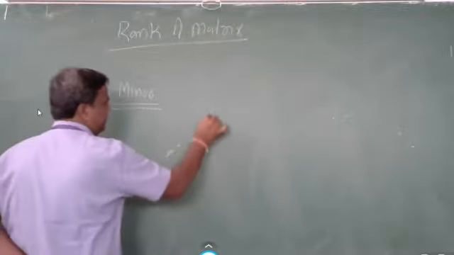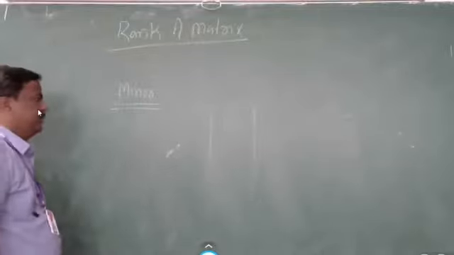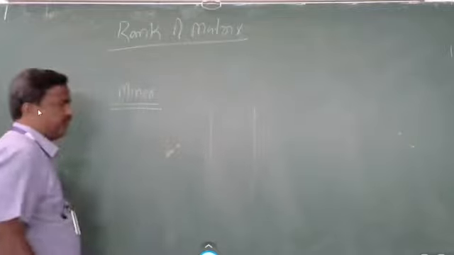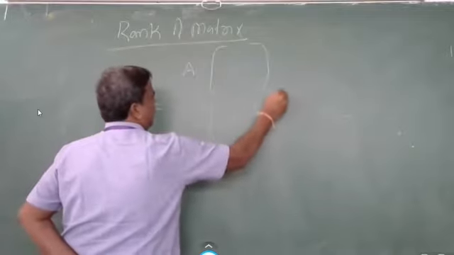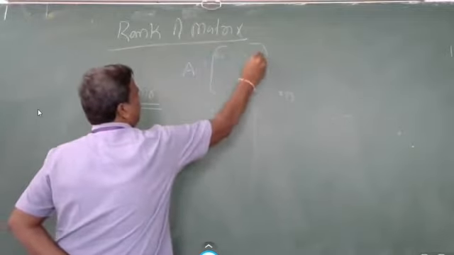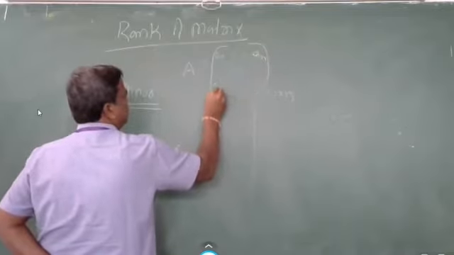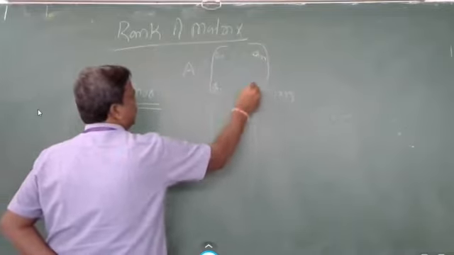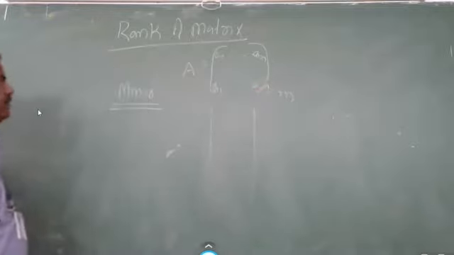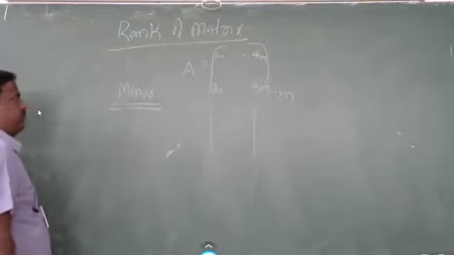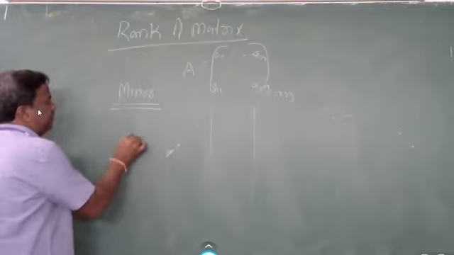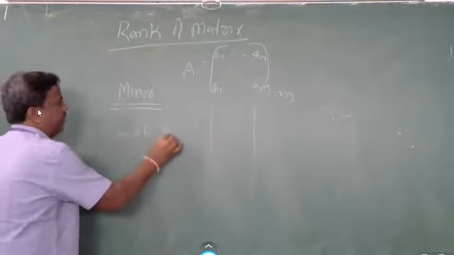So, what is the minor? In simple words, it is a determinant. Minor is a determinant. Suppose you have taken any n by n matrix, with entries A11 to A1n, up to An1 to Ann. Now you want to find the minor of an element.